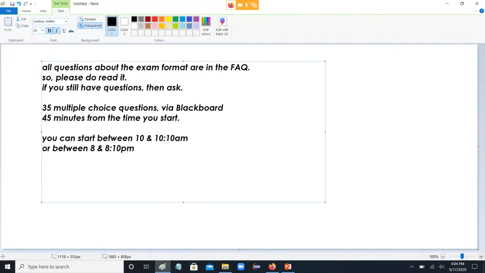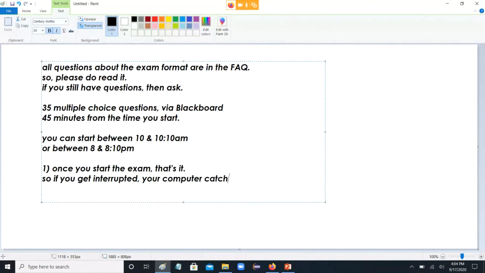An important thing, number one: once you start the exam, that's it. So if you get interrupted, your computer catches fire, whatever, that's still it.